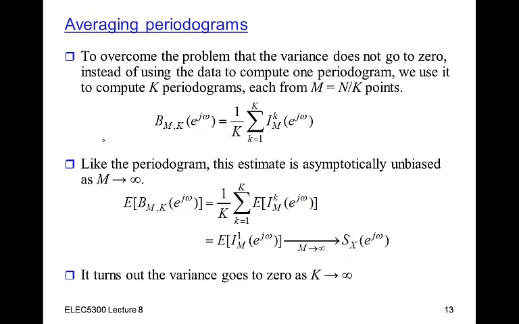So that's good. At least that tells us that as we collect more and more data, we can make m bigger, and that will lead us to an asymptotically unbiased estimate. It turns out that the variance goes to 0 as k, the number of periodograms that we average over, goes to infinity. This should make sense to you, because the more we average over the periodograms, the more we're approximating that ensemble average.